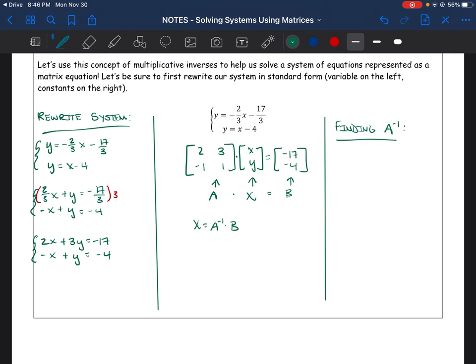Okay, well, to find the inverse of a matrix, first we have to find its determinant. So the determinant of A is going to equal, remember, the determinant is the main diagonal multiplied together, so 2 times 1, minus the other diagonal multiplied together, 3 times -1. So that's going to be 2 minus -3, which would give us 5. So the determinant of matrix A is 5. And since the determinant is not 0, A does in fact have an inverse. Now let's go about finding that inverse.